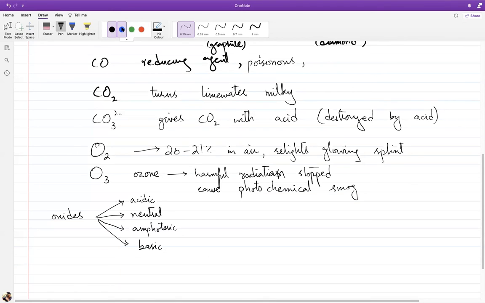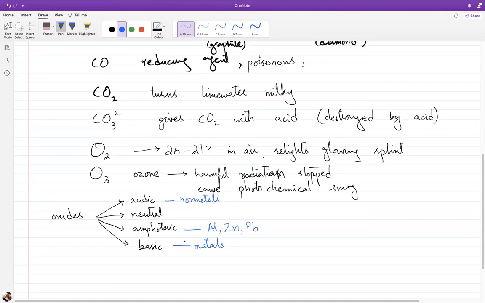When are they acidic? If they are from non-metals. When are they basic? When they are made from metals. When are they amphoteric? Aluminium, zinc, and lead. These three oxides are amphoteric that you need to know about.